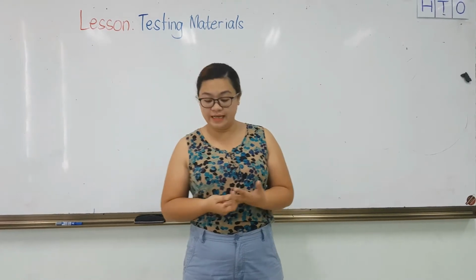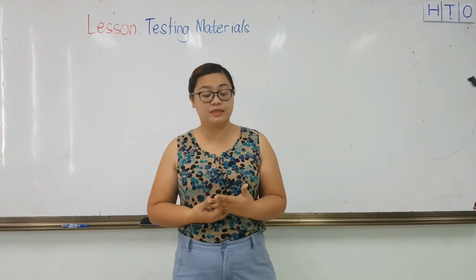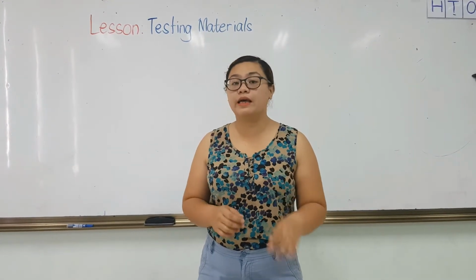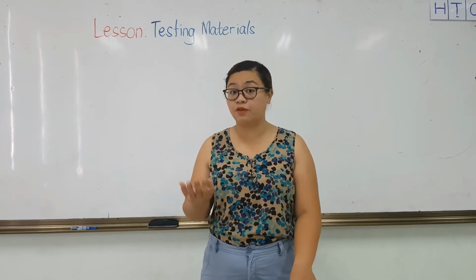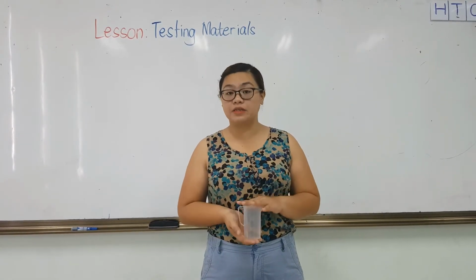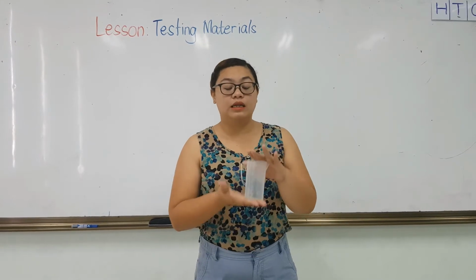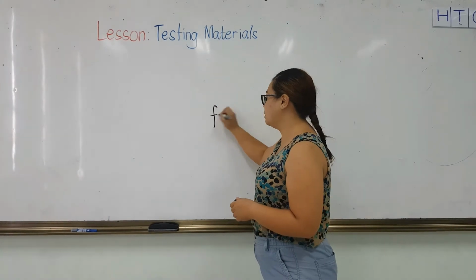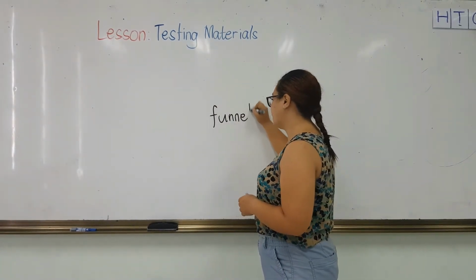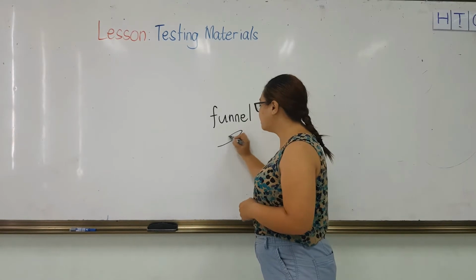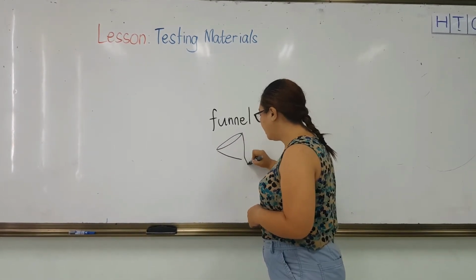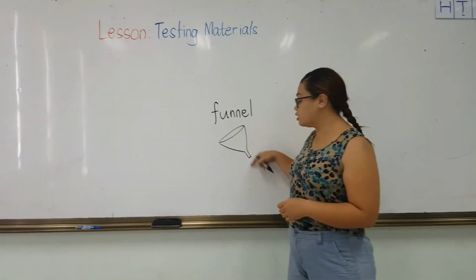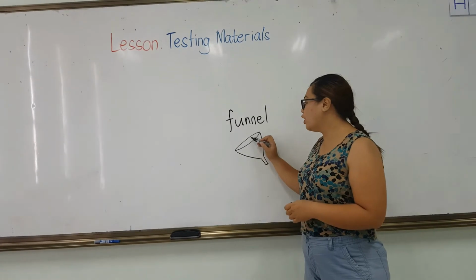I want you to predict which material will be the best in making an umbrella by doing this test. So like I said, at home, ask mommy for permission, get a plastic container, and aside from the plastic container, I want you to ask mommy for a funnel. A funnel looks something like this, and we use it in pouring liquid into a smaller container.